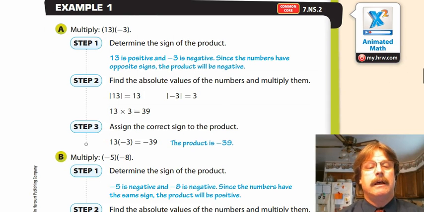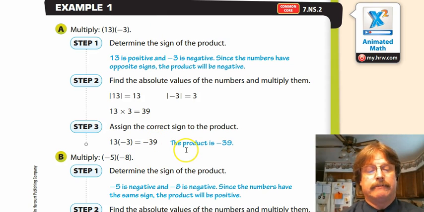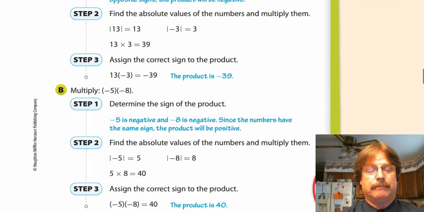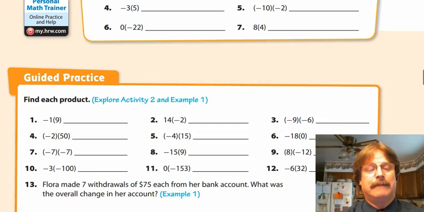And then down here, again, just really pay attention to the signs. So 13 times a negative 3, you're always going to do the multiplication like you've always done. So 13 times 3 is 39. You have a positive here, you have a negative. Remember the rules, a positive times a negative, and you're going to get a negative. So this is going to give us negative 39. And they just have another example there in B about the same thing. Okay, C is that. And then you have your turn and you have your guided practice.